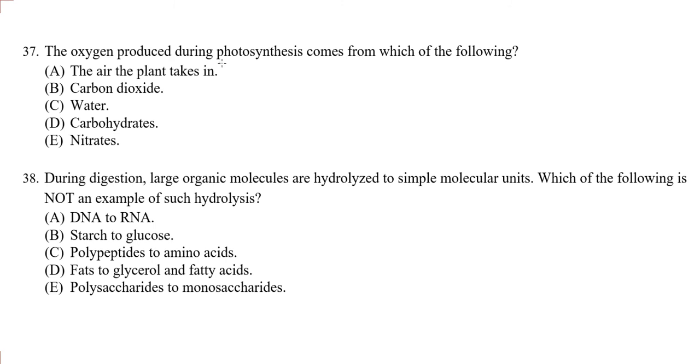37. Oxygen produced during photosynthesis comes from which of the following? The oxygen produced during photosynthesis comes from the water during photolysis of water by the effect of light.